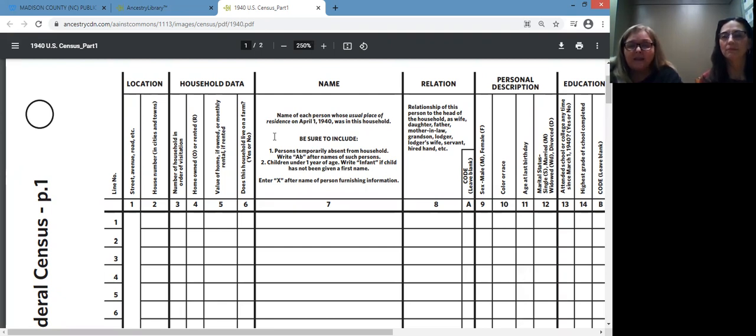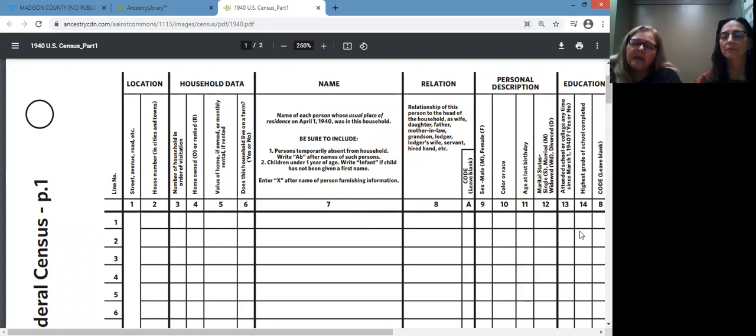If the child has not been named yet, or X after a name, person furnishing the information. And the next one is the relationship to the head of the household, as the wife, the daughter-in-law, mother-in-law, grandson, that type of thing. And then we go into whether they were male or female, color or race, age at their last birthday, marital status.